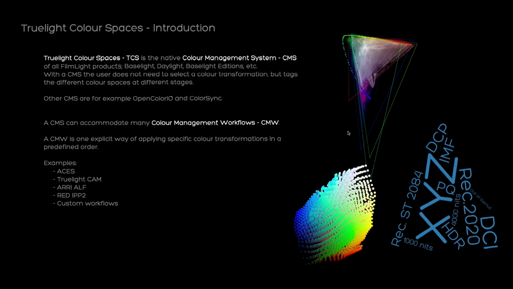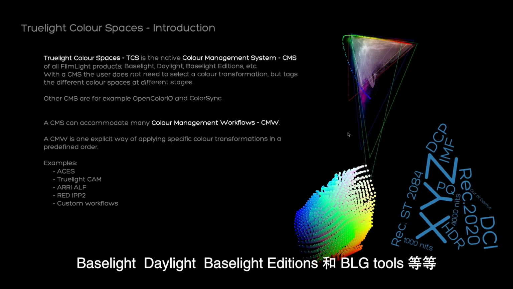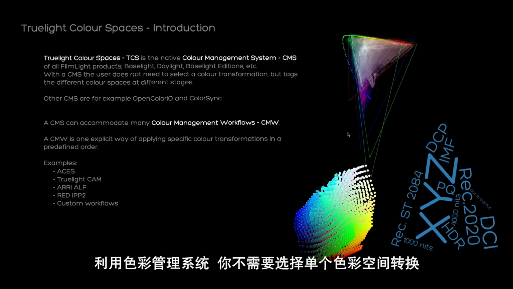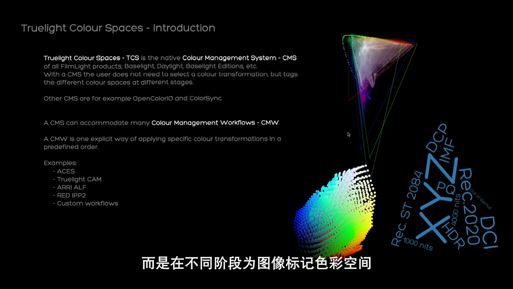Okay, let's begin. Truelight color spaces is the native color management system of all Filmlight products, Baselight, Daylight, Baselight editions and BLG tools, etc. With a color management system, you don't select individual color transforms, for example like a LogC to ACES transform, but instead you are tagging the image at different stages. For example, you're tagging input color spaces, working color spaces, and also the output color spaces, for example, for your display or for specific renders.